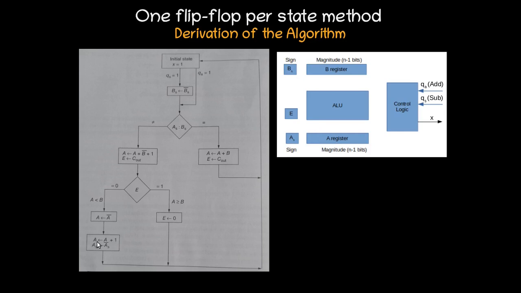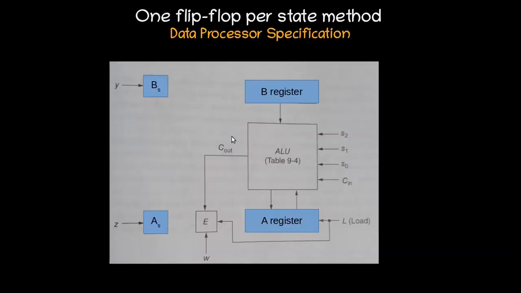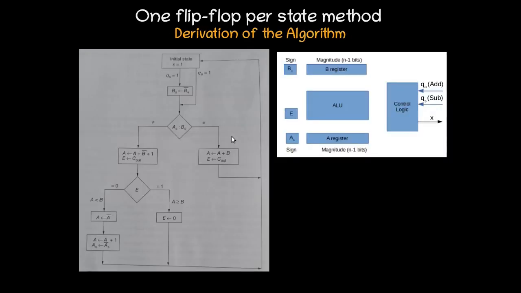Then we have to invert the sign bit. AS is equal to AS complement. Then we will go to the initial state again, and make X equal to 1. So the operation terminated signal will be given to the external circuit. From this flowchart we can easily derive an algorithm. Actually this flowchart itself is an algorithm.